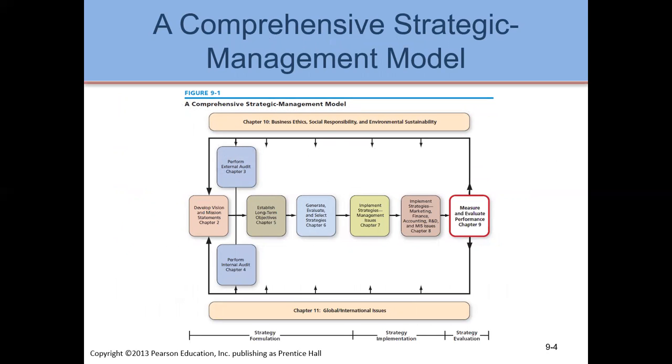Now we are looking at a comprehensive strategic management model, and we are at the stage of strategy evaluation now. Initially, we have gone through the development of mission and vision statements. After that, we discussed external and internal audit. Then we talked about long-term objectives. Then we discussed generating and evaluating strategies. In chapter number 7, we discussed strategy implementation issues related to management. And in chapter number 8, we discussed strategy implementation issues related to marketing, finance, accounting, research and development, and MIS.